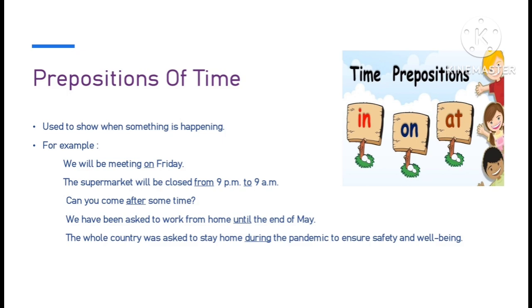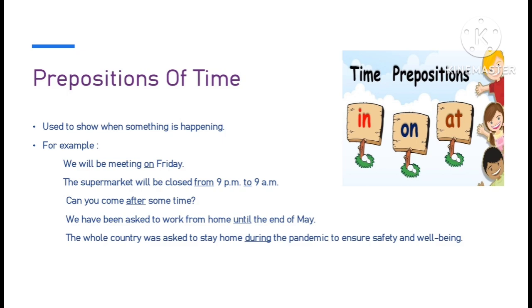Prepositions of time are used to show when something is happening. For example, we will be meeting on Friday. On is a preposition of time in there. The supermarket will be closed from 9 pm to 9 am. From and to are the prepositions of time. Can you come after some time? After is a preposition of time.